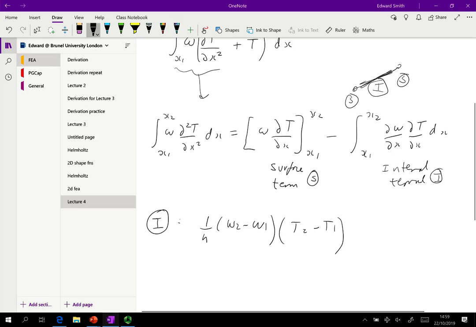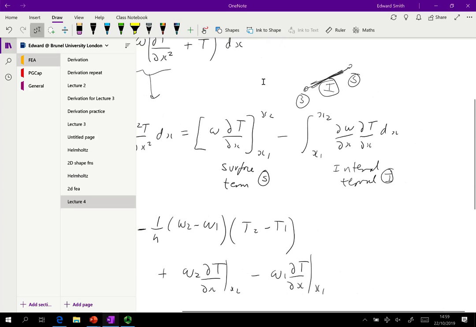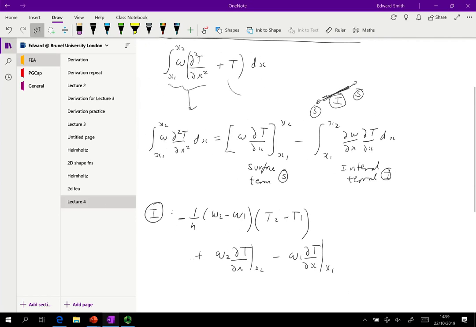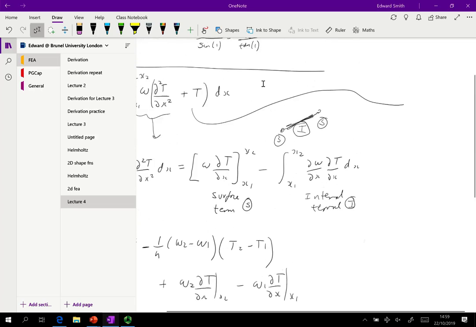This surface term, we rewrite that. So this whole expression is minus, and if we add on the surface term here, this essentially gives us omega 2 dT by dx at x2 minus omega 1 dT by dx at x1. So this is just the surface term. Our entire expression here is basically just these two expressions. But now we have this extra term up here, which is basically the one we want to integrate.